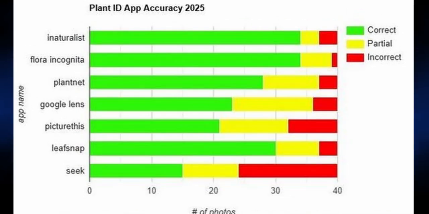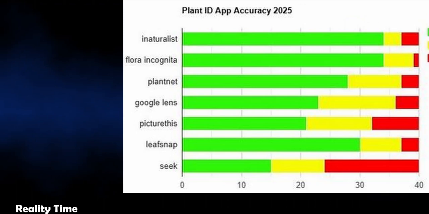Here are the results for 2025. iNaturalist and Flora Incognita had the most number of correct answers. Now let's have a closer look at each of these apps. I'm going to present a couple comments for each of the apps so you can get a better feel of how they work. And these comments come directly from Shane.